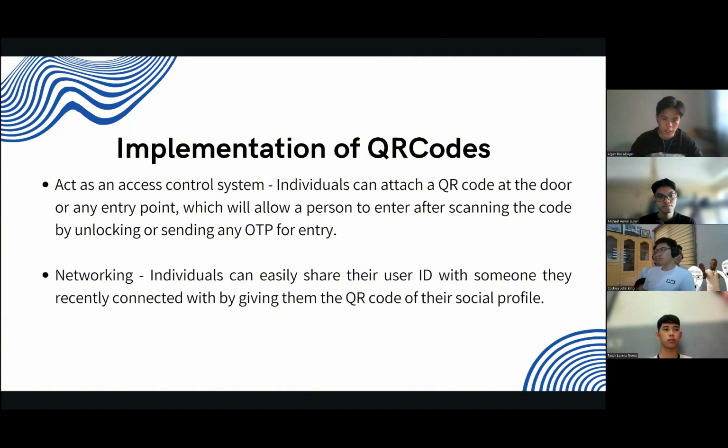QR codes can also act as a control system where individuals can attach a QR code at the door or at any entry point, which will allow a person to enter after scanning the code by unlocking or sending an OTP for it. Lastly, QR codes can also be used for networking. Individuals can easily share their user ID with someone they recently connected with by giving them the QR profile.